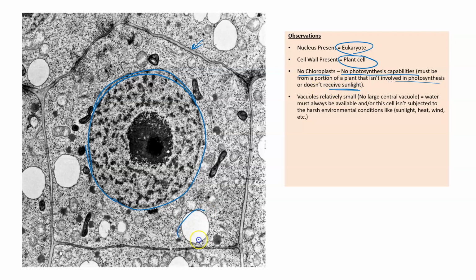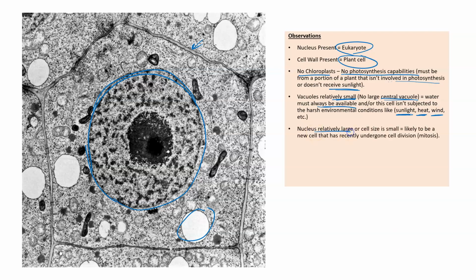The vacuoles are relatively small, right? There are no large central vacuoles, so water must always be available, or there may not be as much water demand on this particular cell, which is different from other cells. So maybe the environmental conditions are such that this cell is not directly associated with direct sunlight. Maybe it's not tied directly to heat. Maybe it's not exposed to wind. Maybe it's not exposed to salinity or pH or whatever, right?